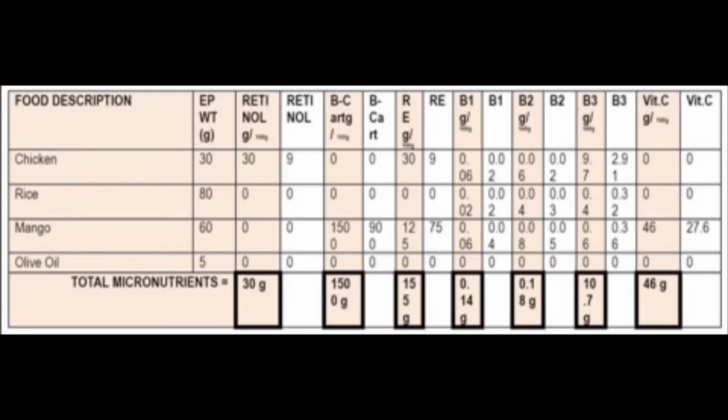Olive oil has 80 grams. So there are none. And the total macronutrients for retinol is 30 grams. For beta-carotene is 1,500 grams. The RAE is 155 grams. The B1 is 0.14 grams. B2 is 0.18 grams. And B3 is 10.7 grams. And lastly, vitamin C is 46 grams.